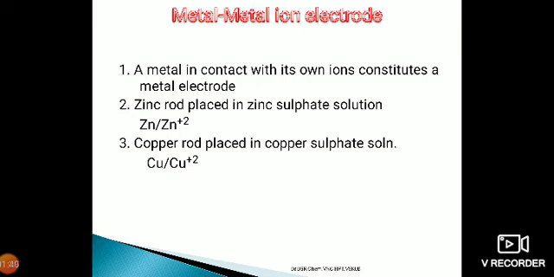Very reactive metals like sodium and potassium, belonging to the alkali metal group, react directly with water itself and cannot be used for such an electrode. So metal ion electrodes can be constructed with the metals of intermediate activity, when in contact with their own ions.